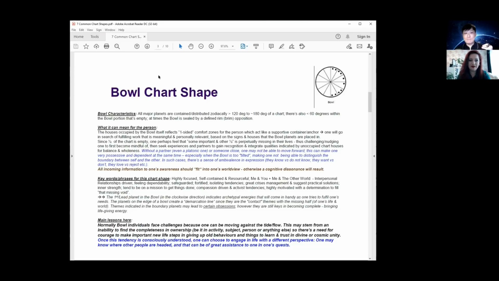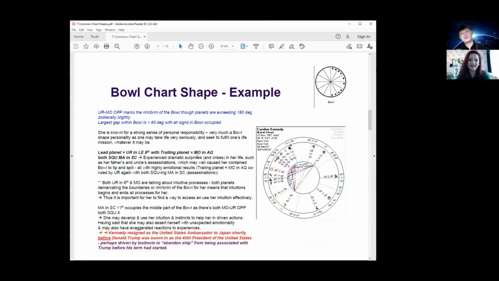That's interesting. Is there anybody popular that we know with such a shape? I have one, which is actually a Kennedy. Caroline Kennedy, to be exact. When I actually look at her natal chart, it still falls into a bowl chart shape, although it's slightly more than 180 degrees if we consider the boundary planets. Hers would be Uranus and the moon.